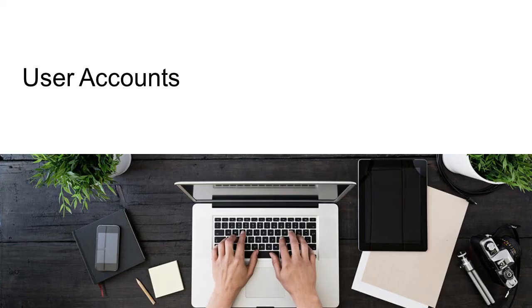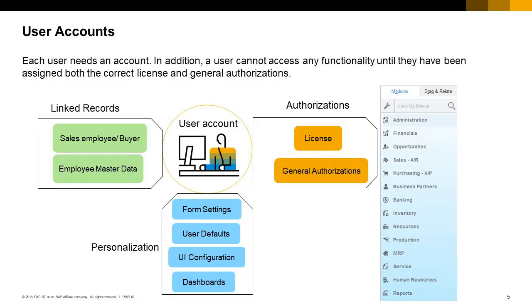Let's look at user accounts. To work with SAP Business One, a user needs an account. The user account contains the user ID, password, and other details. Even with an account, a user cannot access any functionality until they have been assigned both the correct license and general authorizations. The license allows legal use of the software. General authorizations permit access to functions and menus in SAP Business One according to the user's license type and can be further refined by role.